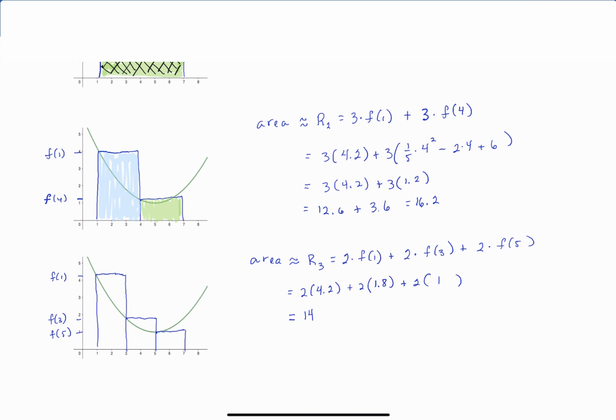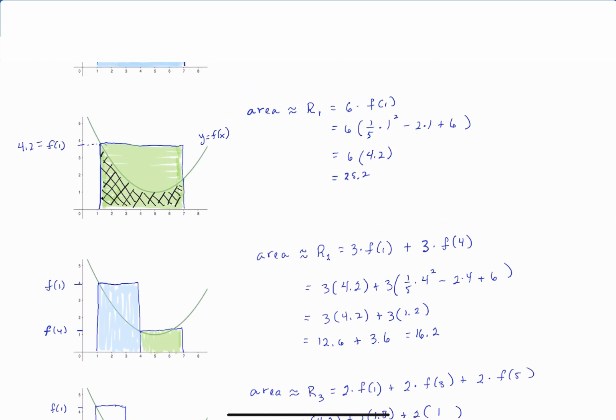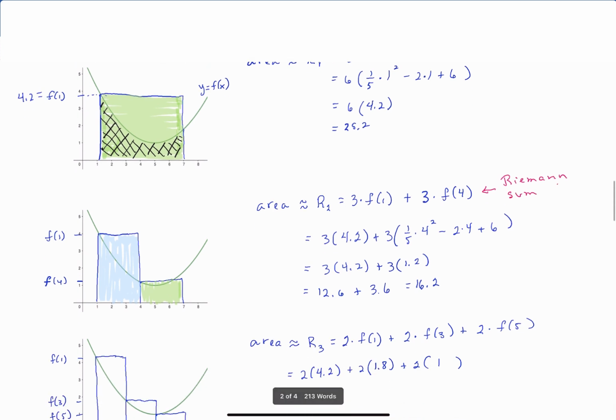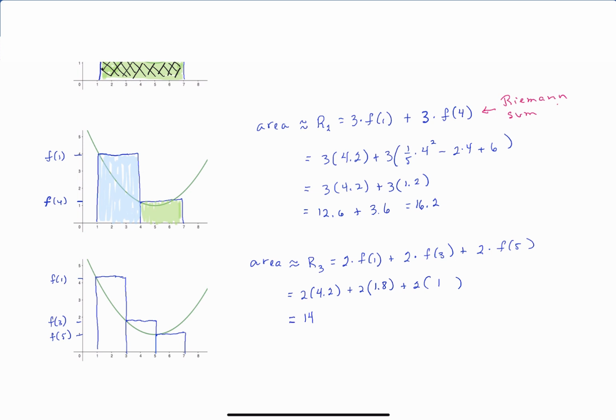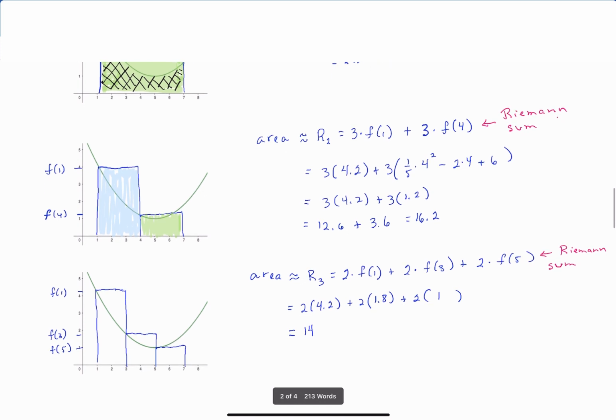By the way, these sums are called Riemann sums. So this is a Riemann sum. And this is a Riemann sum. These are named after a famous mathematician in history. I don't know if he was really the one that invented this stuff. You can never tell with names, but anyway, they're named after him.